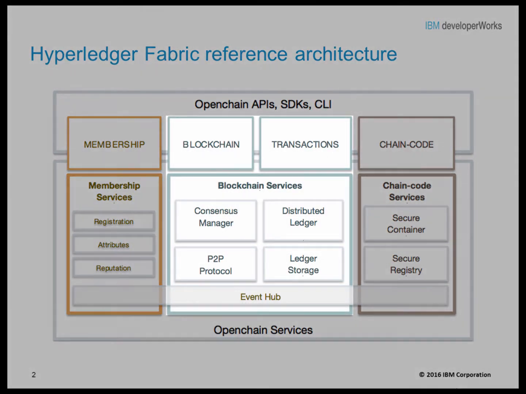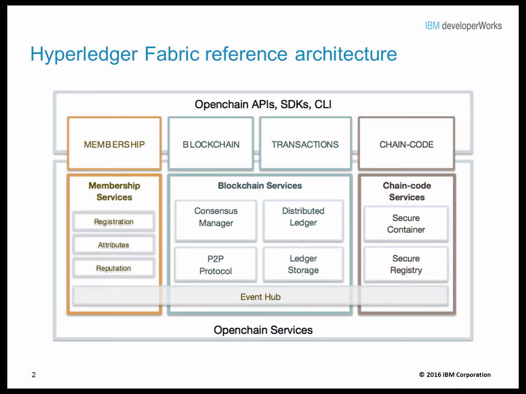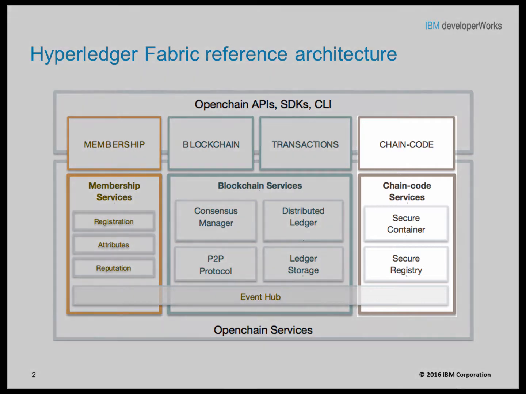The second category, blockchain services. What do these blockchain services do? These blockchain services manage the distributed ledger through a peer-to-peer protocol built on HTTP/2. Finally, the third category, which is very critical, chain code services. Chain code services provide a secured and lightweight way to sandbox the chain code execution on the validating nodes.